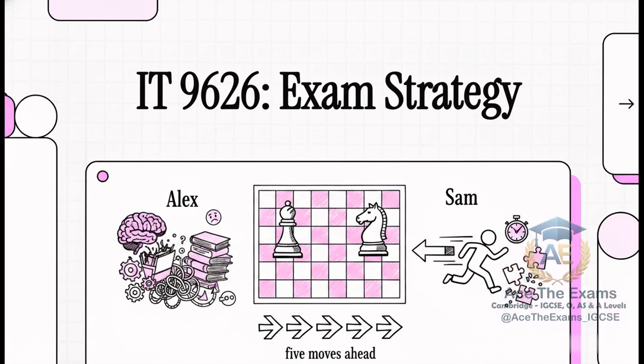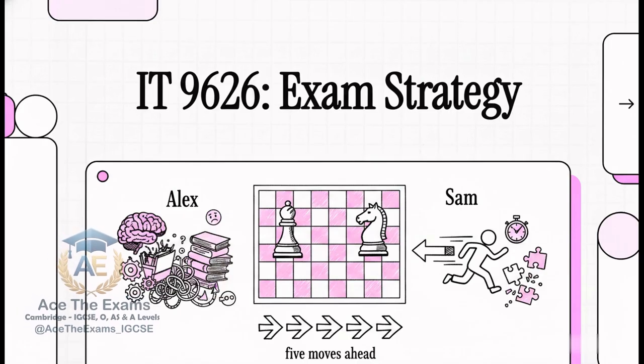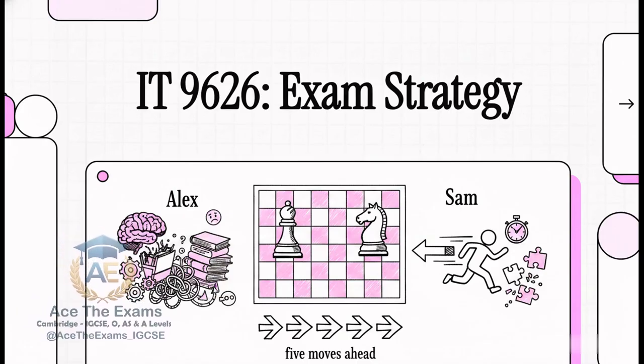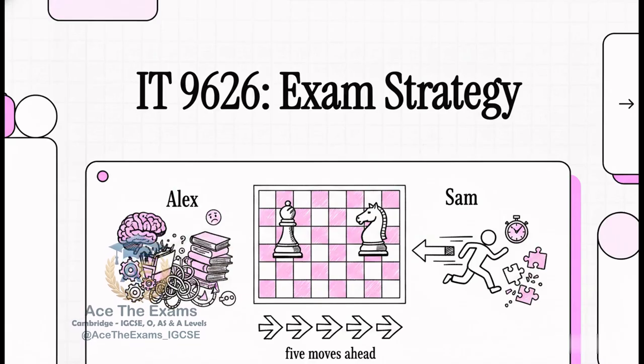To really master this, we need to talk about two very different types of students. Imagine them in your head right now. First, there's Alex. Alex is basically a walking textbook. Alex knows every definition, right? But in the exam hall, Alex completely overloads every single answer with raw, unfiltered facts about microprocessors and sensors, and provides absolutely zero critical analysis.